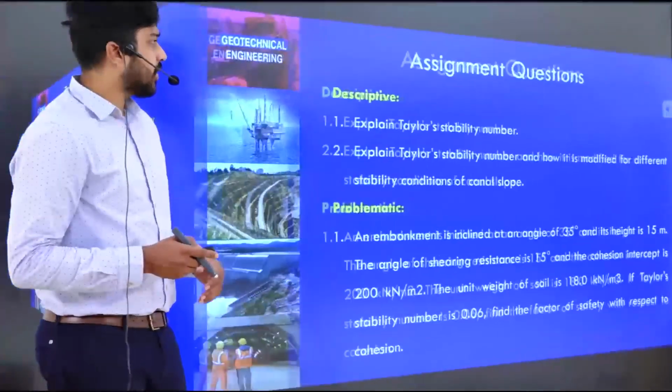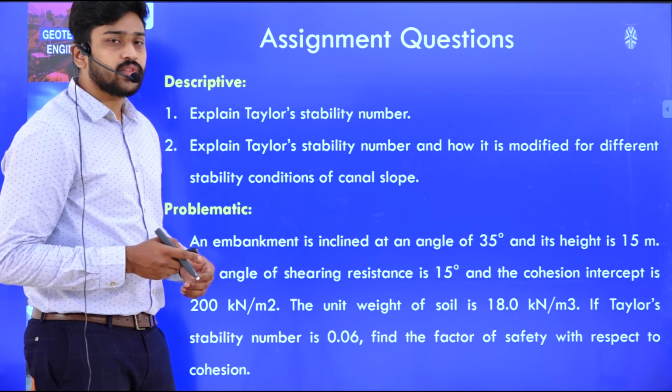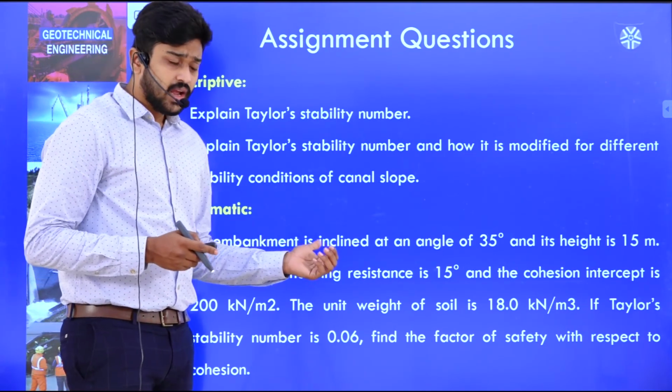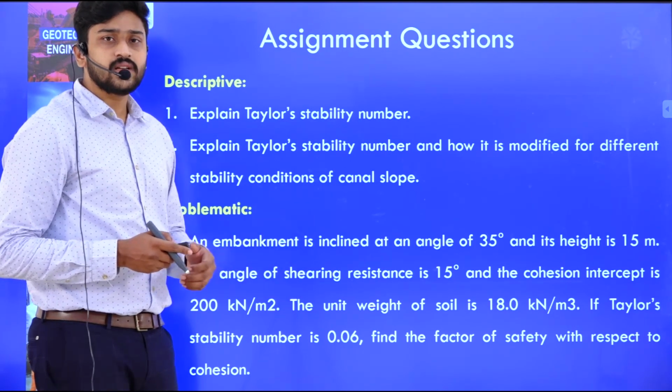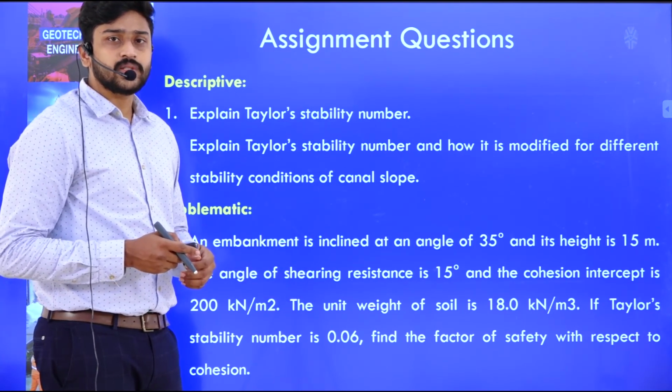Coming to the assignment questions, I have listed some of the assignment questions as usual, and I have given some problem questions. Try to solve them. We will anyway discuss some of the problems in a later section.